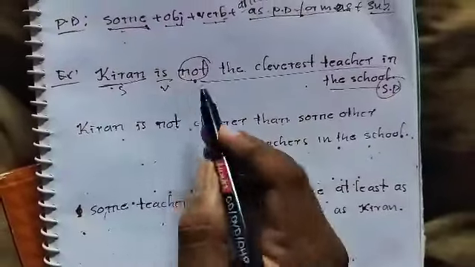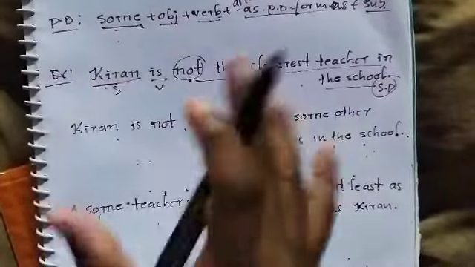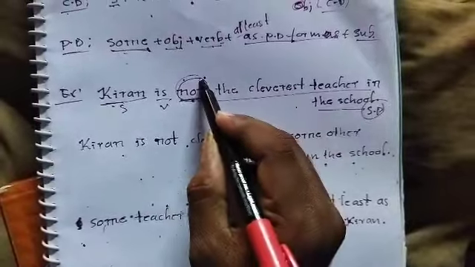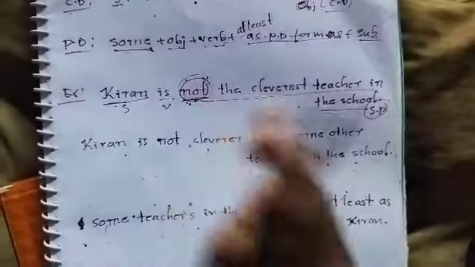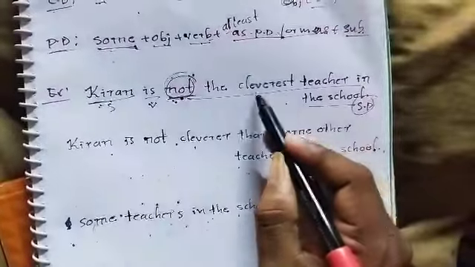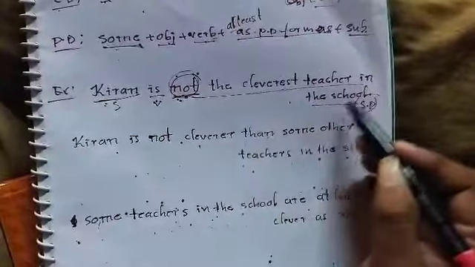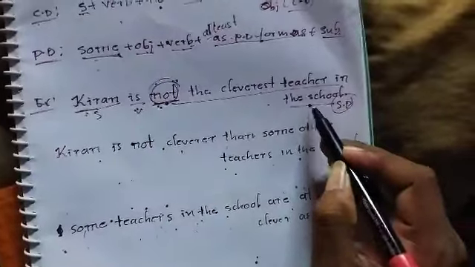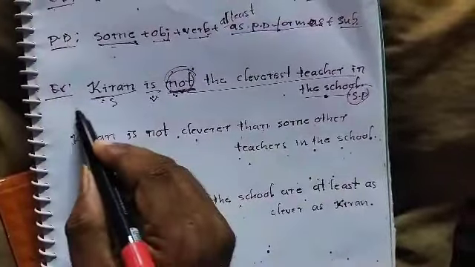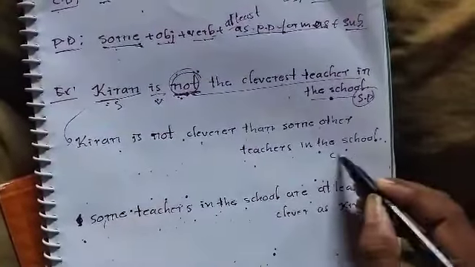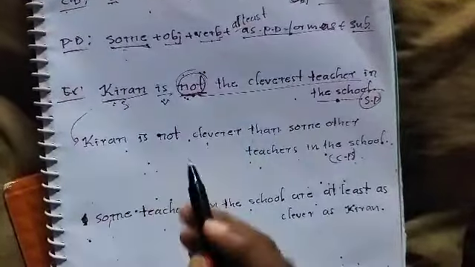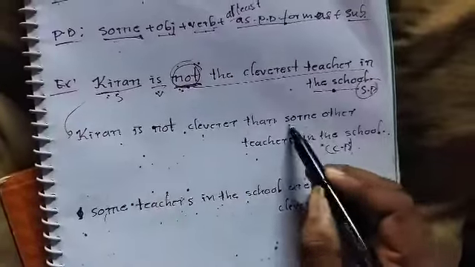So in the superlative degree form, what is the difference here? Only not is there between model 4 and model 5. In model 4 there is no not; in model 5 there is a not. That's it. Subject, verb, the cleverest teacher, object. But here not is there, that's it. We change the superlative degree sentence into comparative degree. We have to remember the keywords here, some other.